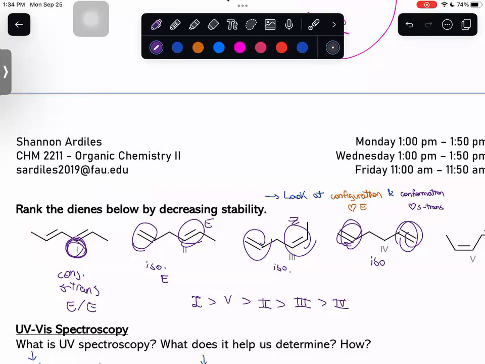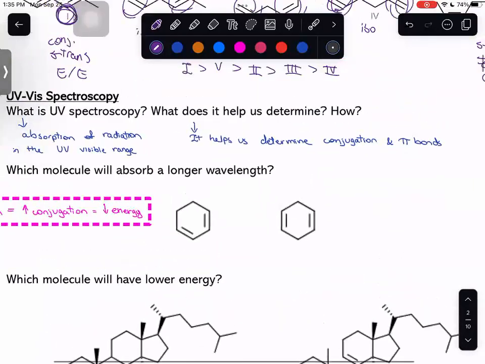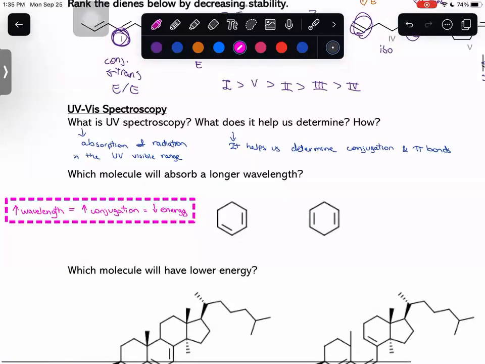To determine energy? So yes, in this case specifically, remember, we're talking about the pi systems. So the more conjugated you are, the more visible you're gonna be basically under UV spec. So the important part is that we use it to determine conjugation and the pi bond systems that we have. And what it actually is basically just the absorption of radiation under that UV visible range. Again, those are just the concepts. You are probably not gonna get tested on the actual definition of that.